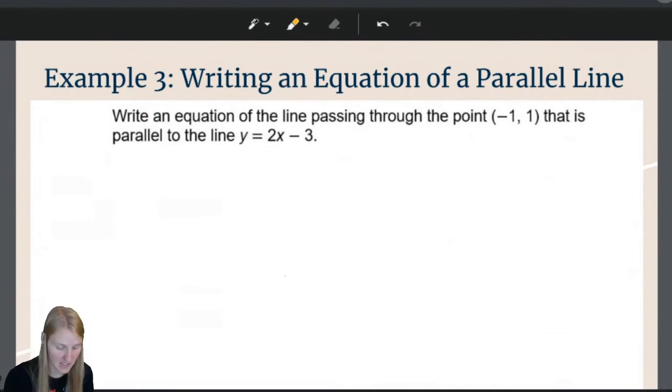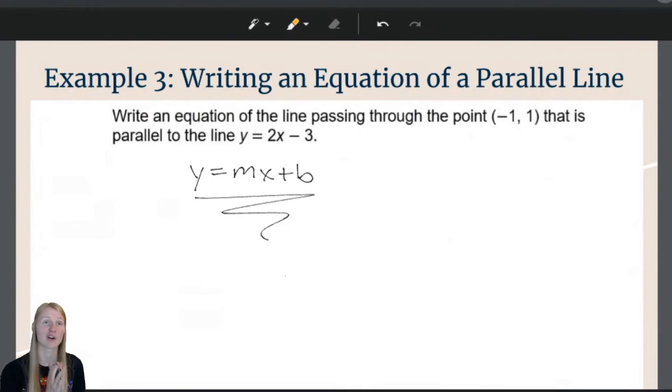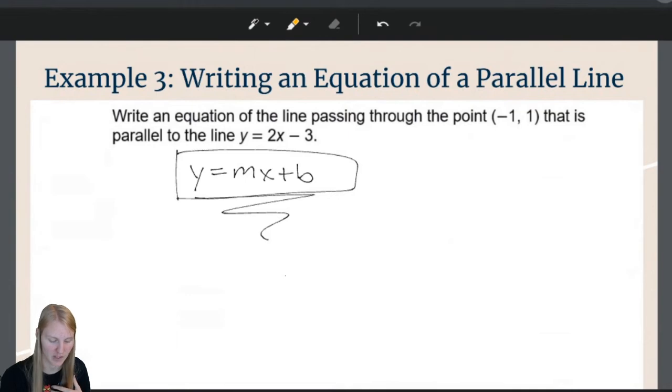Remember that the equation of a line looks like y equals mx plus b. This is slope-intercept form. There is also point-slope form, but we are going to use slope-intercept form because it's the easiest to graph, it's the easiest to remember, and it's the most commonly used one. So we're going to use y equals mx plus b.